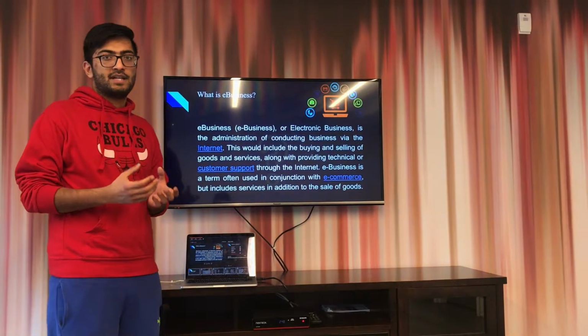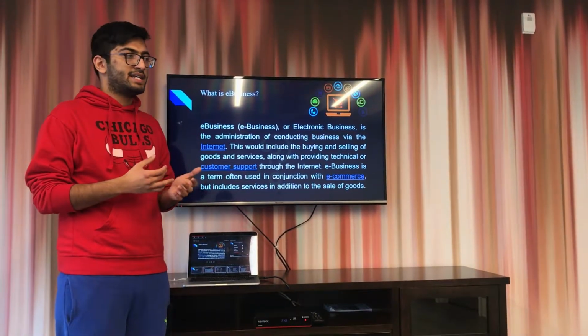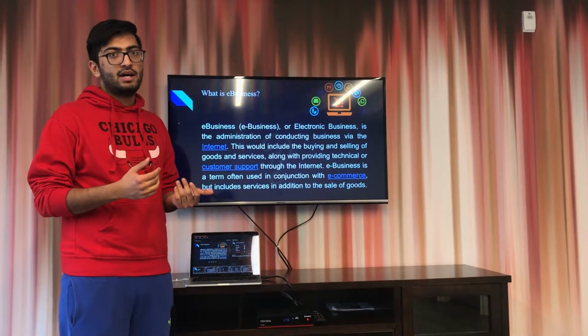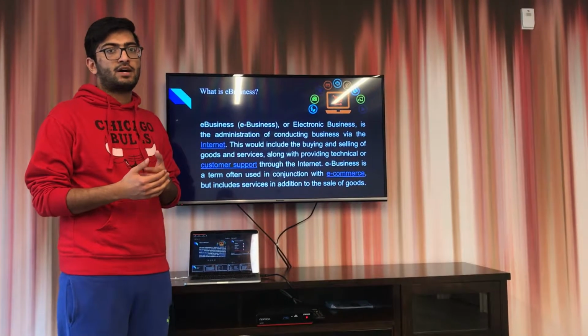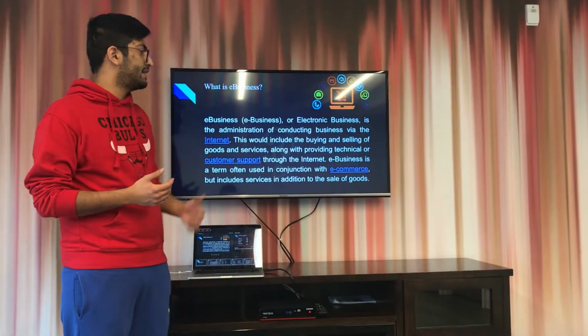E-commerce is basically a subset of e-business. It contains anything related to buying and selling of goods. However, e-business looks at a broader prospect and it also includes services in addition to sales of goods.